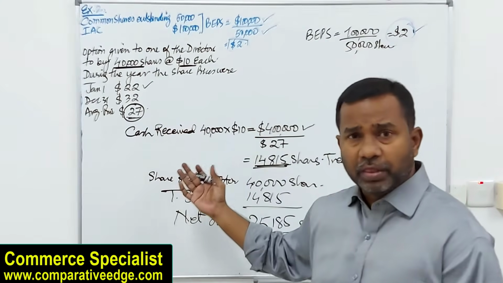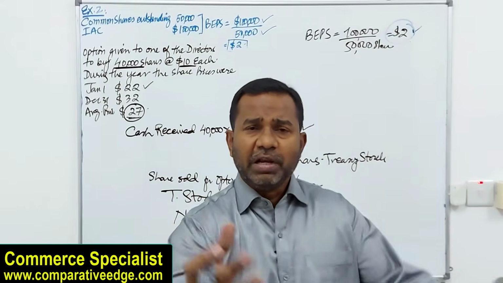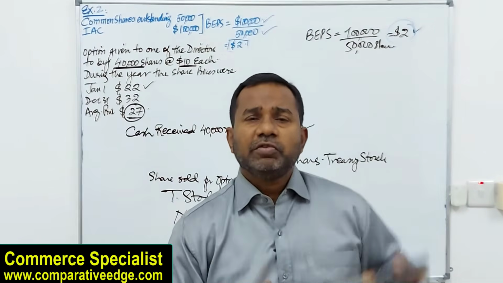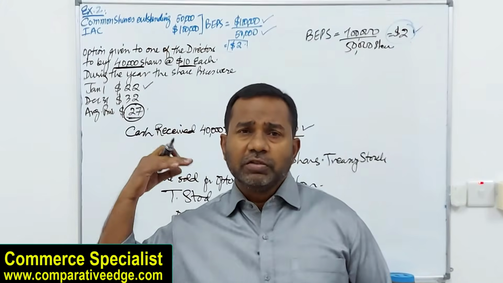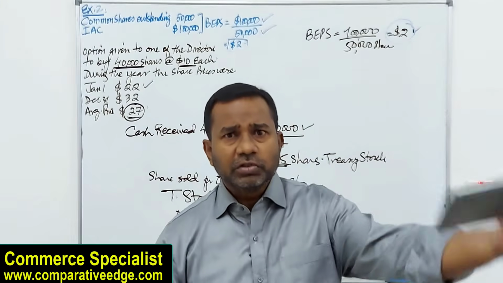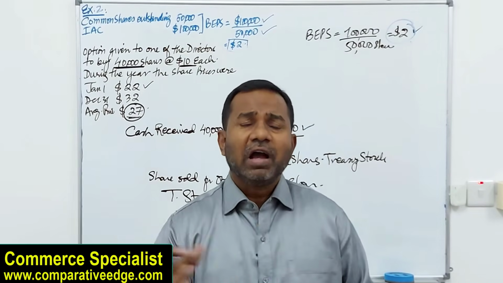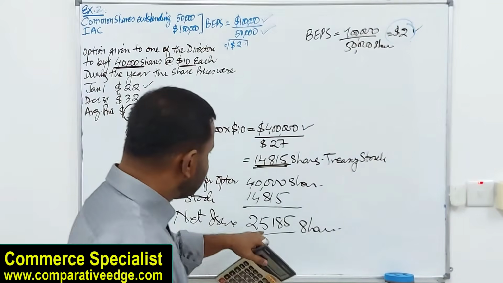In this scenario, we sold 40,000 shares. The money which we received, we also used to purchase some shares. So 40,000 shares sold, 14,000 shares purchased. Net, how much did we sell? Net this much we sold.